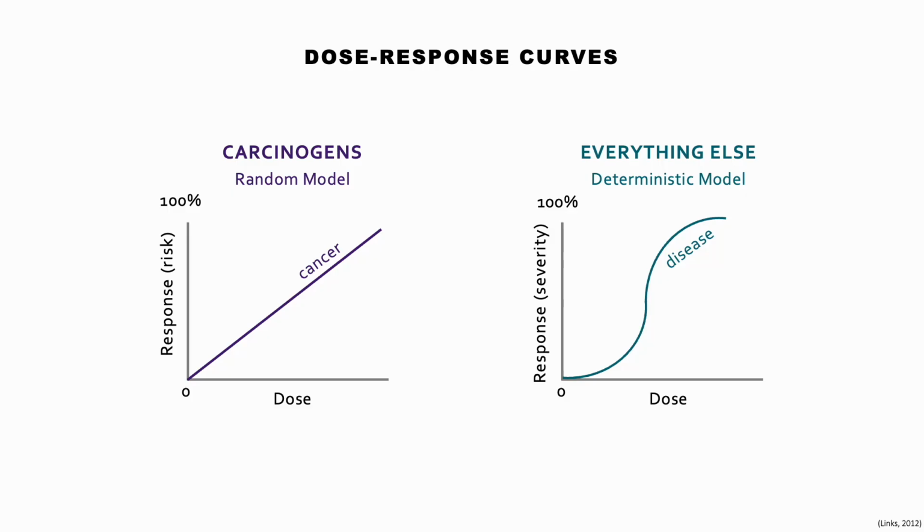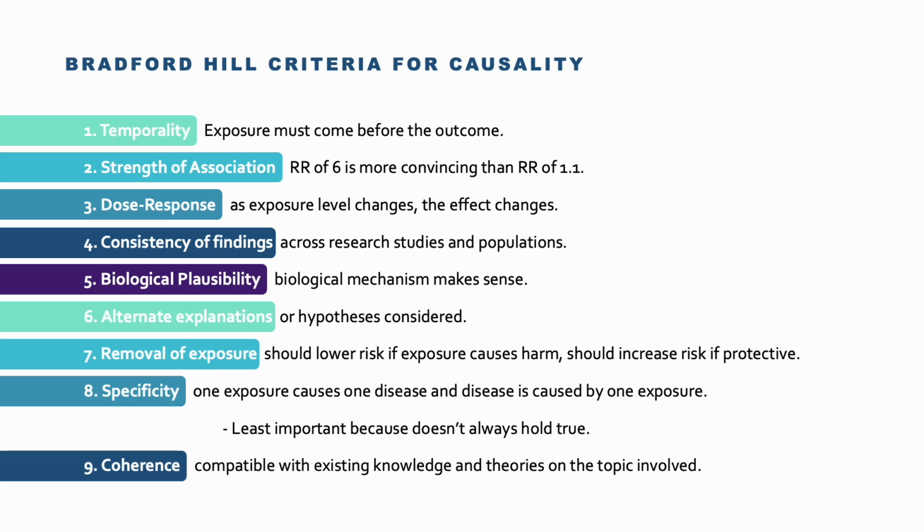In a deterministic model, we assume there is a safe dose, and severity of response is a function of dose. So for most things, it is possible to regulate to zero risk. But for carcinogens, the best we can do is to regulate to an acceptable level of risk, since no level of exposure is safe. I have a whole lecture on how to determine whether a relationship is causal, so I'm not going to go into a deep dive here, but many of the same methods used in epidemiology for determining causality are also used in environmental health.